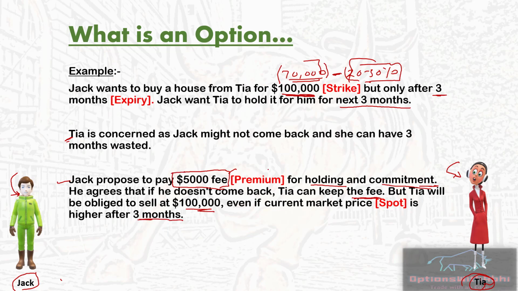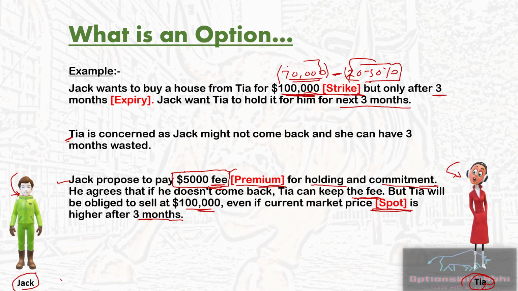If we try to understand this example in the real life option terms, this 5,000 fee which Jack is paying today is called premium. What the current market price at that time will be, after 3 months that price will be spot price. Spot price means current market price. In this example, the 100k is the strike.